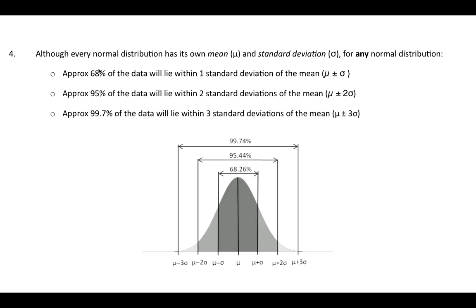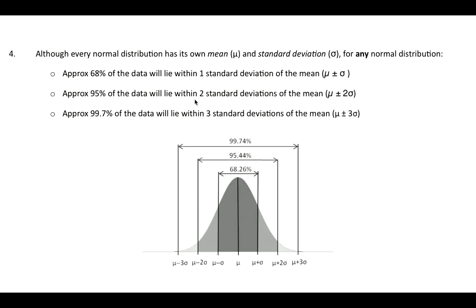68% of the data, or 68% of the frequency, or 68% of the people surveyed will lie within one standard deviation of the mean. So it means that this area in here, in dark gray, as you can see, represents 68% of the people that were surveyed to get this distribution, or 68% of the walruses in the world will have this mass within one standard deviation of the mean.